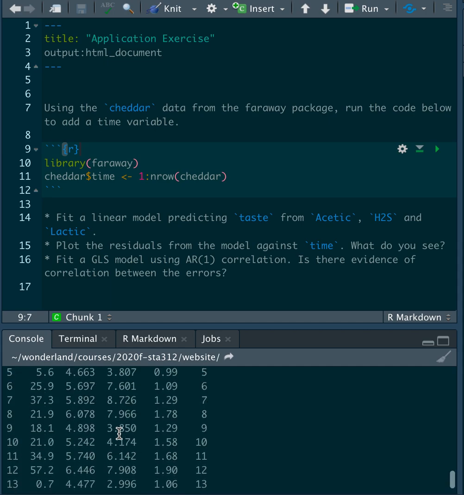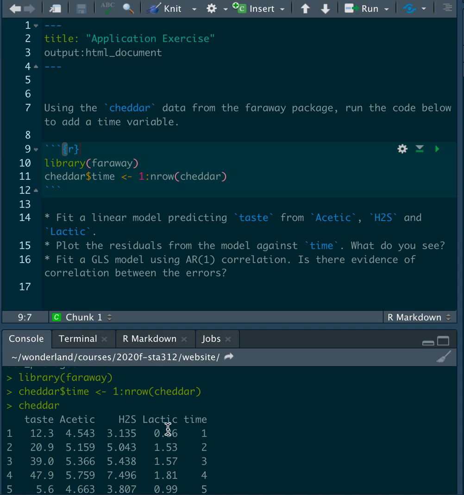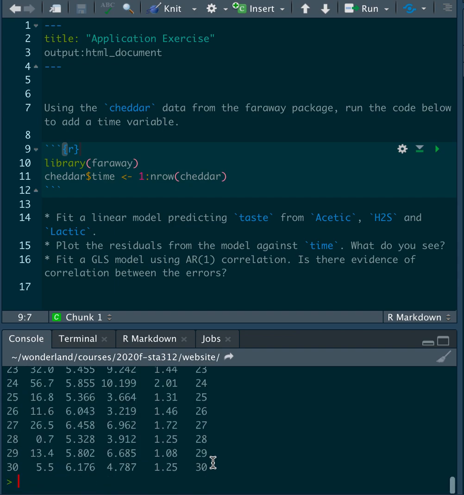I've got this new variable time that basically indicates that the first observation was collected first, the second observation was collected second, the third was collected third, etc. So we're imposing a structure on this data. We're assuming that there's this time component.